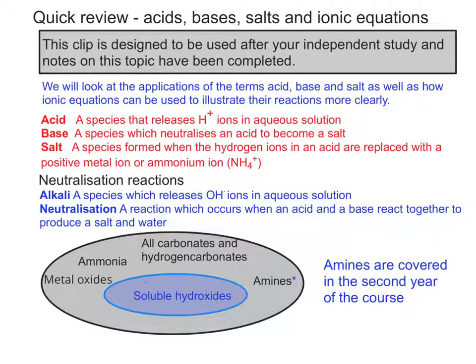So if we now look at some of the examples of each classification, you can see that although soluble hydroxides would be alkalis, you'd also get in the bases category ammonia, all carbonates and hydrogen carbonates, and another classification of an organic compound that is basic that we'll talk about in year 2, which is amines.